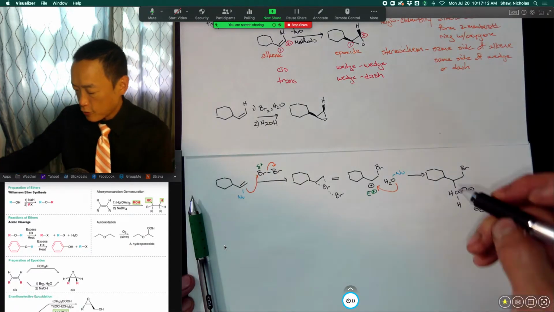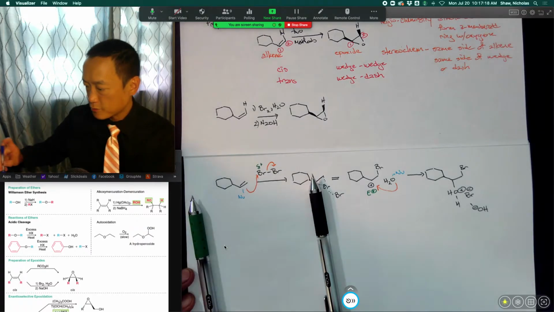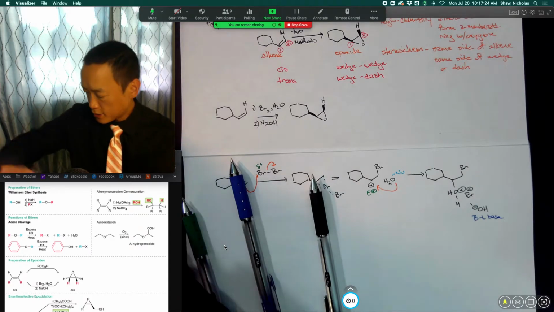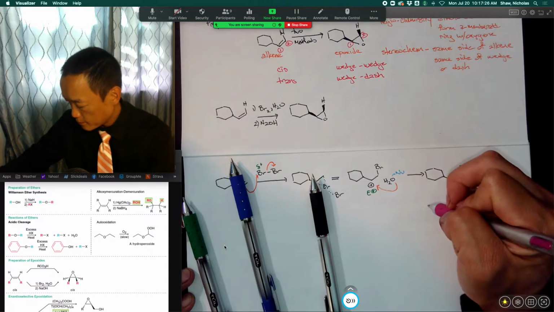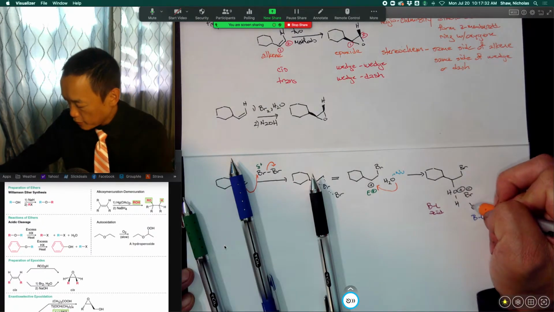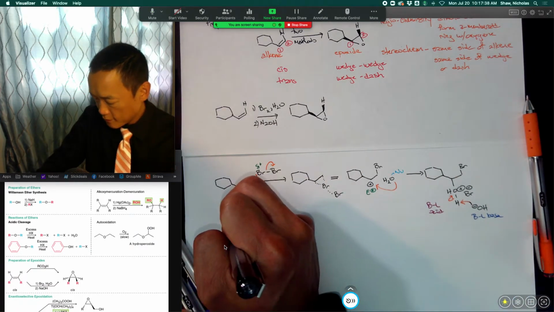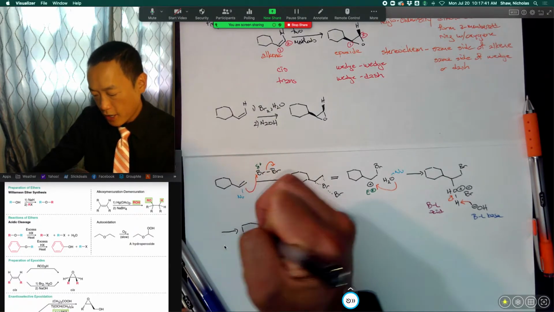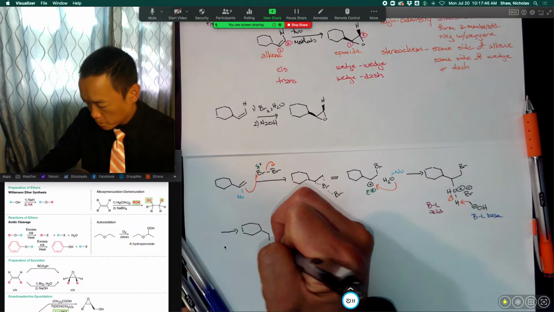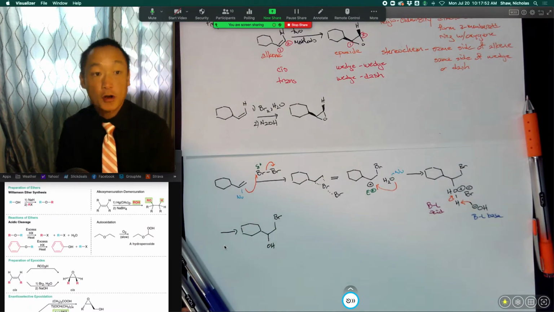And with the first equivalent of NaOH, we should expect this species right here to behave as a Bronsted-Lowry base, and we have a Bronsted-Lowry acid. And so we should anticipate deprotonation to form our regular alcohol, and our bromine, just like this.